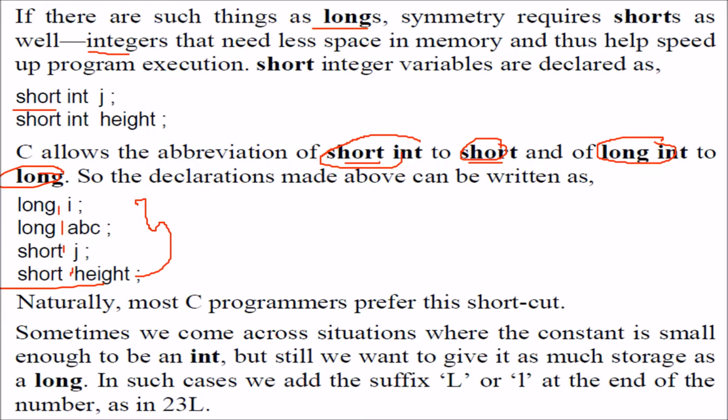Now, sometimes we may have a situation where the constant is small enough to be an integer, but still we want a larger space. That means we want to make it as large as a long. So we are talking about a constant here. Whenever we are talking about a constant, we have to put a capital L or a small l at the end of the constant. If this is the number 23, you have to put an L to tell the compiler that this is a constant which is long.